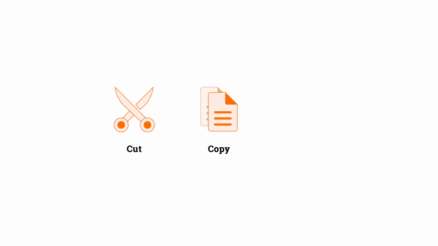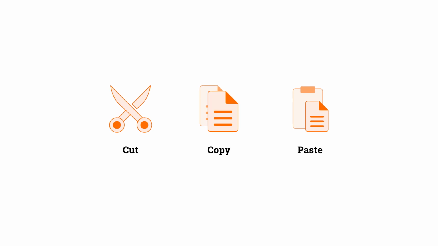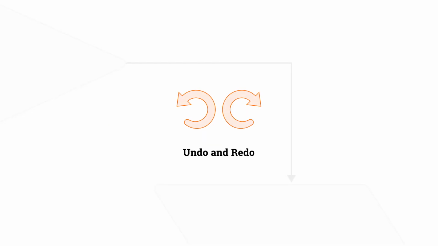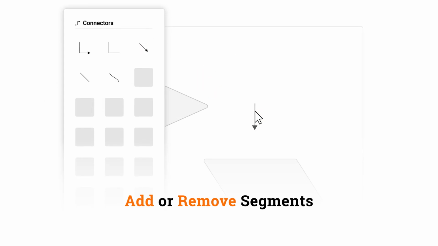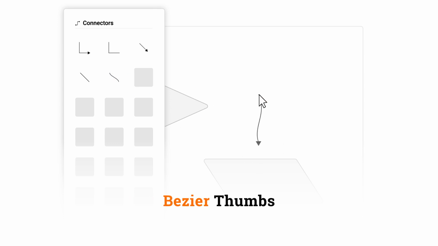Cut, copy, and paste selected objects across the diagram. You can even undo or redo recent actions. Easily add or remove segments from a straight line. Bezier thumbs can be used to draw smooth curves.